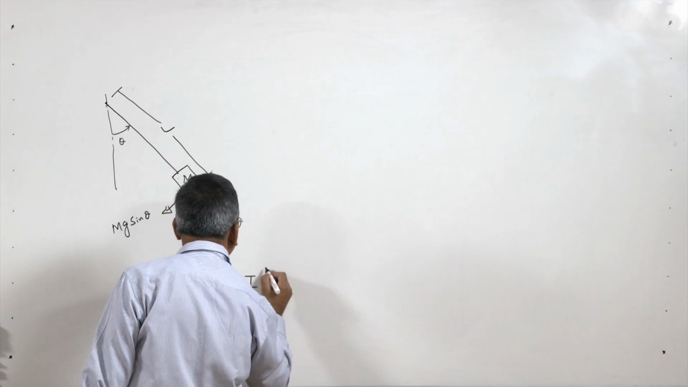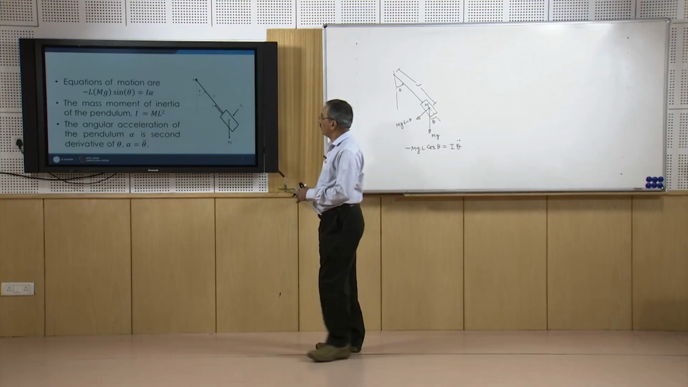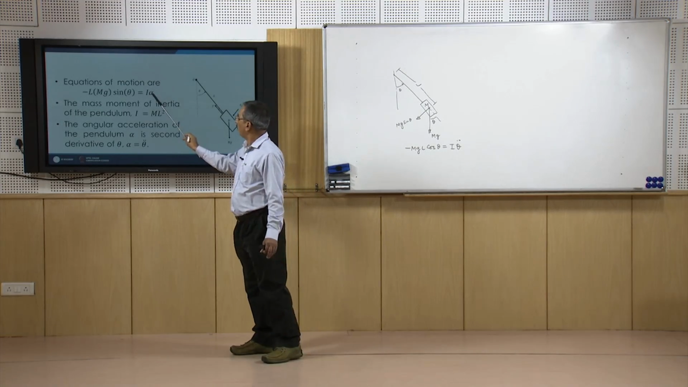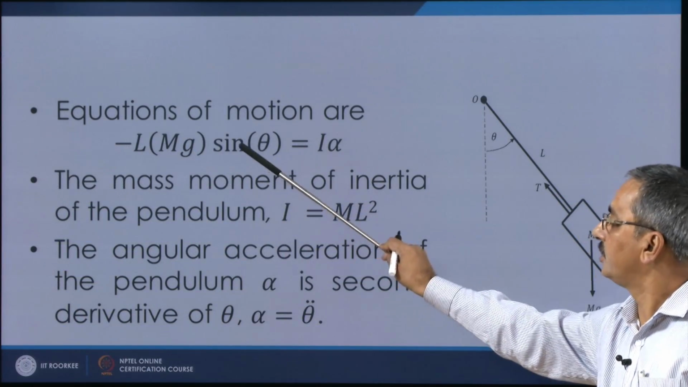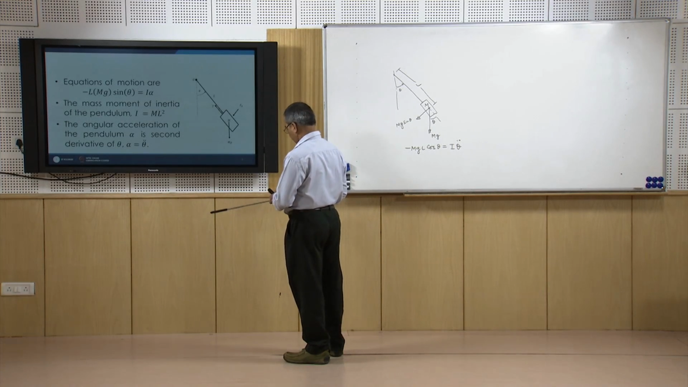I into theta double dot. So, this is the inertial torque, and of course this is the unbalanced torque which is acting on the bob. This alpha is basically theta double dot, and of course we know that the mass moment of inertia of the pendulum, I, is given by ml square, and the angular acceleration of the pendulum, alpha, is the second derivative of theta. So, alpha is equal to theta double dot as I have written here.